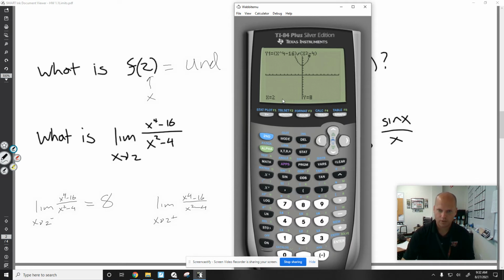What is 2.000000001 and what is 8.0000001. Maybe stop here just so you know that I'm getting very close to 8. I'm approaching the y coordinate of 8. Since the left-hand limit equals the right-hand limit, my limit is that value 8. Okay?